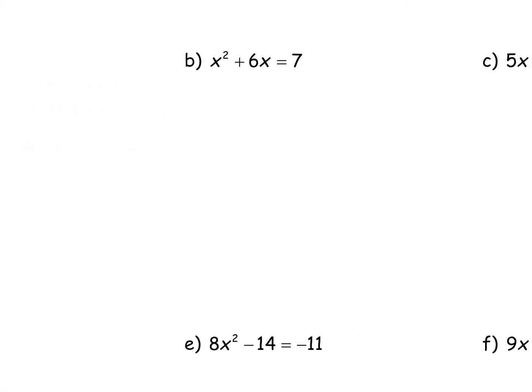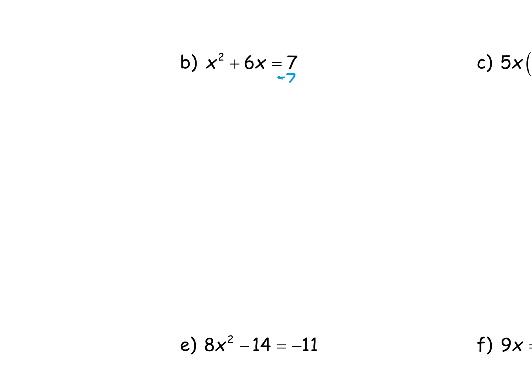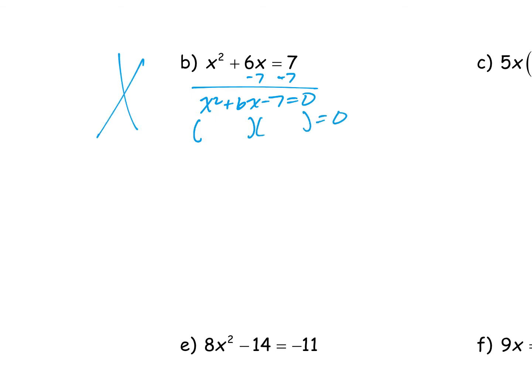Number B, subtract 7 from both sides. x squared plus 6x minus 7 equals 0. And I think I factored this. So what numbers multiply to be negative 7 and add to be 6? 7 and negative 1. So x plus 7 and x minus 1. So either x plus 7 equals 0 or x minus 1 equals 0. So x is going to equal negative 7 or positive 1.